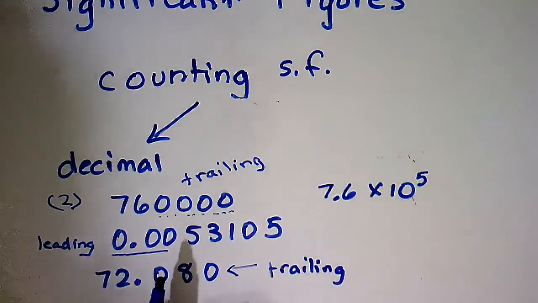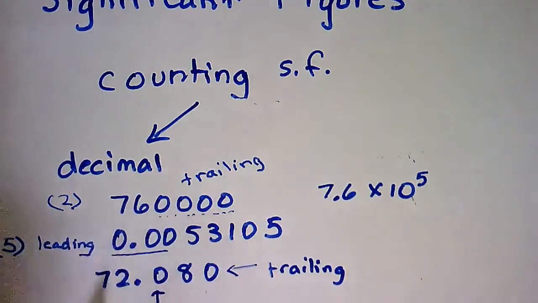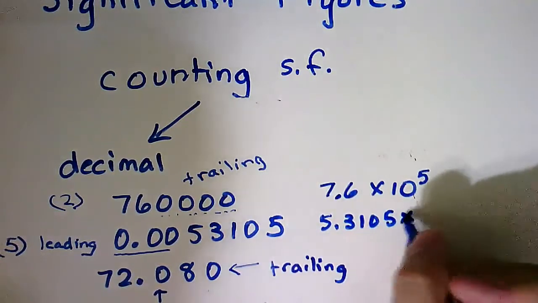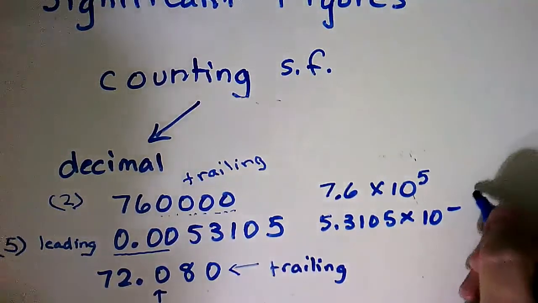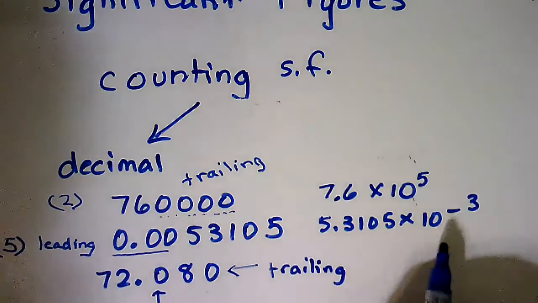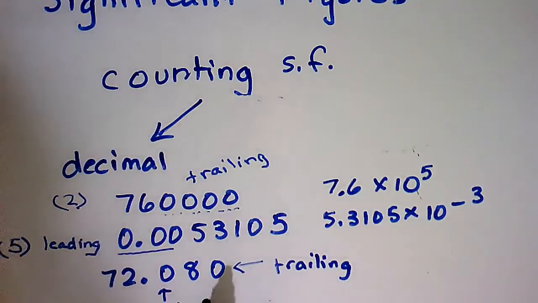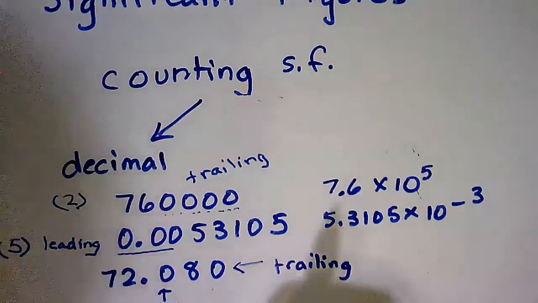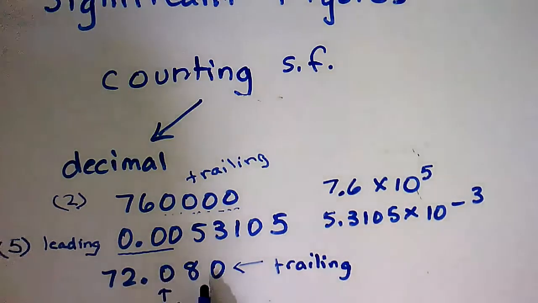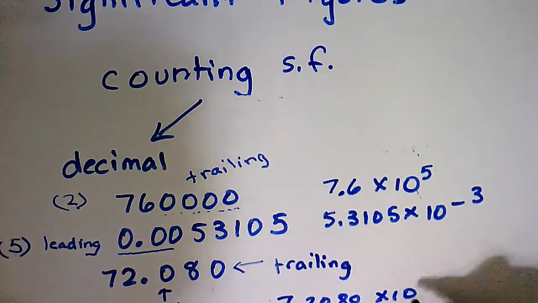Next example. Leading zeros don't count. So this has 1, 2, 3, 4, 5 significant digits. Again, how can I demonstrate that? By converting it to scientific notation. When we convert this to scientific notation, all leading zeros are no longer needed, because magnitude is handled by the power of 10. In the case of zeros which are in between two non-zero digits, they are always going to count. And trailing zeros that are to the right of the decimal point are also always going to count. So when we convert this number to scientific notation, we would write it as 7.2080 times 10 to the 1 power.